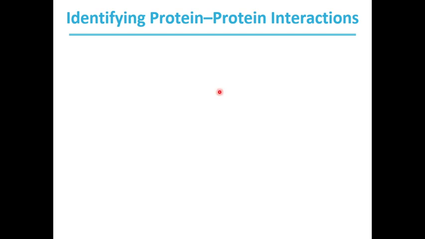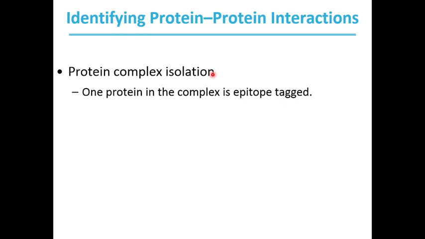Protein-protein interactions can be identified by purifying protein complexes. And protein complexes can be purified by fusing the gene encoding a protein under study with the gene for an epitope tag. Now, the epitope tag is something that is fused to the protein of interest. The cDNA, that is the yellow box shown here, is the gene for the protein of interest, and it is attached to an epitope tag.